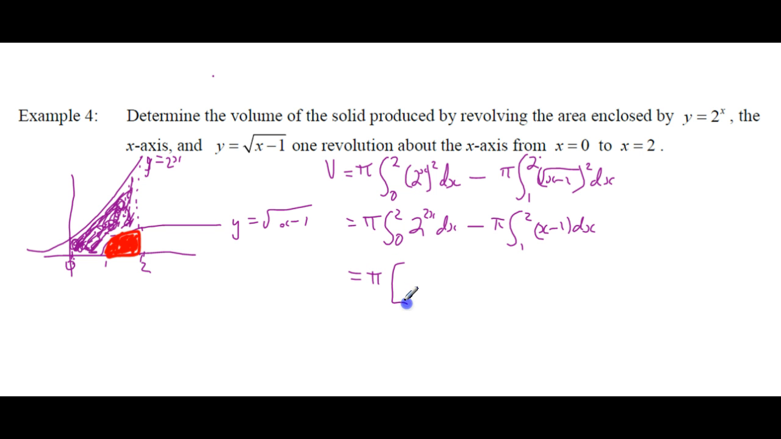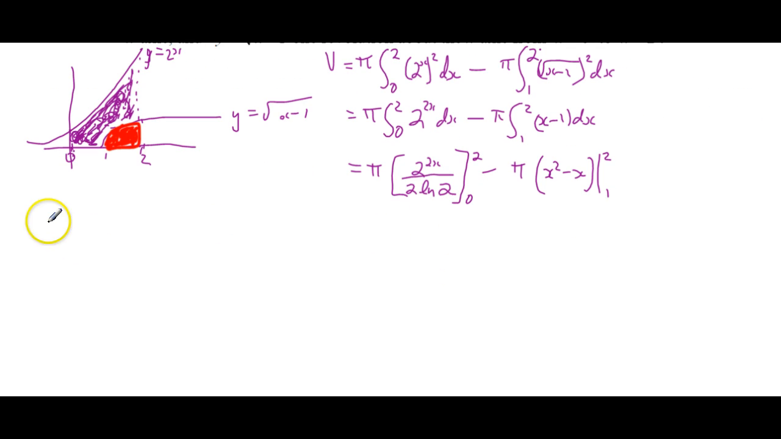So pi. The antiderivative of 2 to the 2x is going to be 2 to the 2x divided by 2 ln 2. And you can find how you do that off of your formula sheet, because of the integral of b to the x. Minus pi, and this one's a little bit easier, x squared over 2 minus x, from 1 to 2. Alright, so now it's just expanding and collecting. Pi, not a nice pi. Let's start over. This is a problem with tablets.